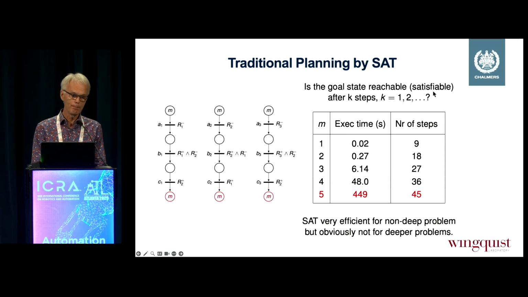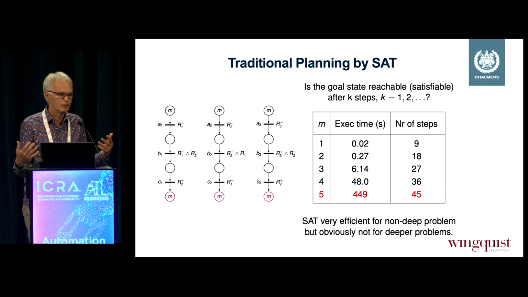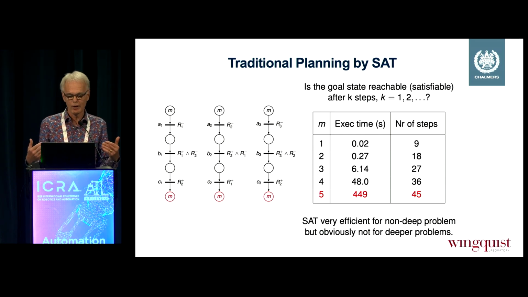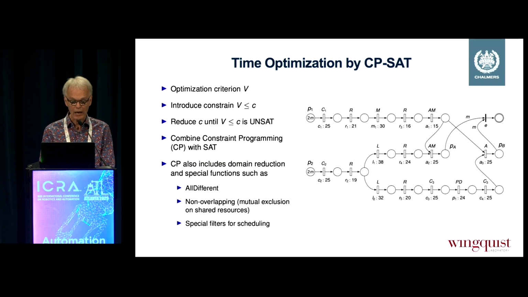Then I tried one of the best SAT solvers for this, and I was surprised to find that already when I have only 5 initial tokens in each place for these 3 sequences, it took me nearly 450 seconds to solve this. At the same time, people say that the SAT solvers are the best for planning problems, but obviously not here. The problem is that we have quite a large number of transitions before we reach the goal state. So then I will try another approach, which is from the beginning formulated for time optimization.